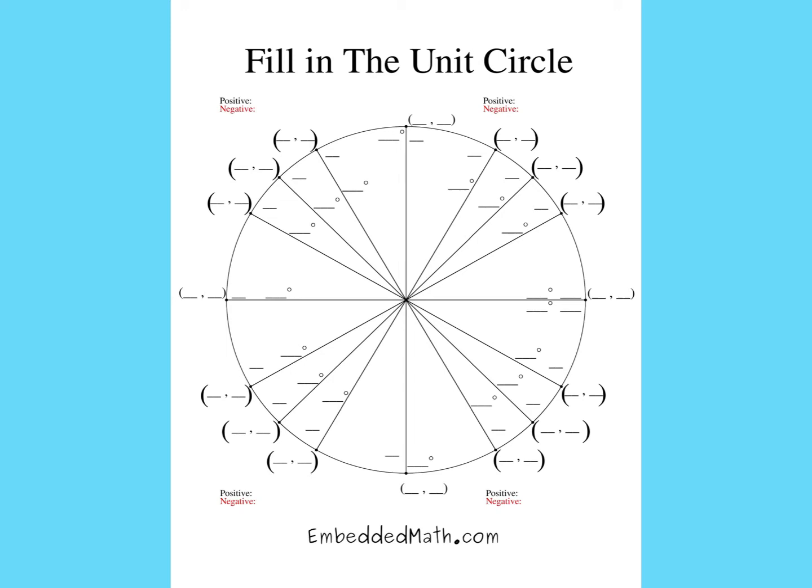So this is the unit circle. A unit circle is a circle with a radius of 1. Okay, that's where it comes from. So there are 3 rings around this circle. There is one that has little degree symbols on it. We're gonna fill those in.